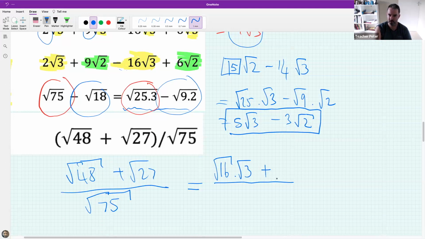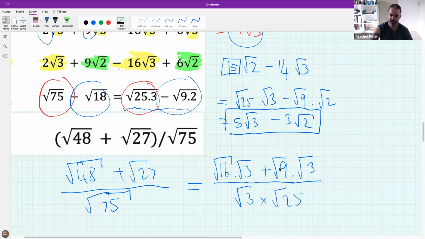27 would just be square root 9 times square root 3. Now the 75 we actually did earlier in this question. What do you think we need to do next? Who would like to give me, Bukle, would you like to give me a bit of guidance in terms of what you think we need to do next? If you're willing to share.